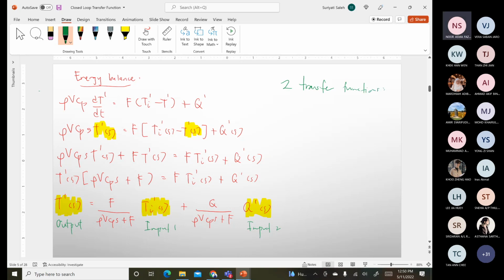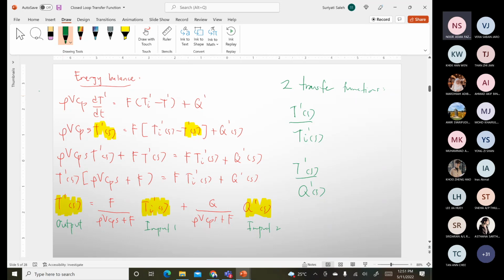Where you may get T prime S over Ti prime S. So this is the first transfer function. And then the second transfer function will be the T prime S over Q prime S. Since you have two transfer functions, that means one will be your GP and the other will be your GD. The question is which one? How to know? This we go back to the basics.